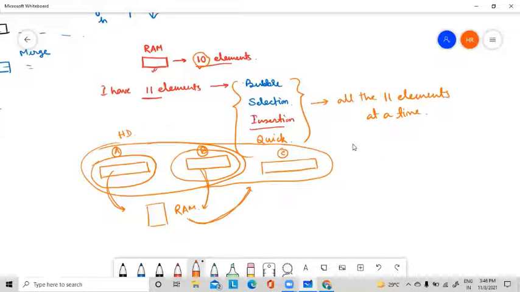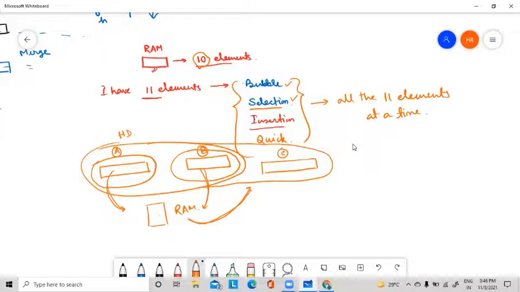In case of other sorting, we require the whole array. For bubble sort, if I have one element, I have to compare it with all the elements. It is a brute force algorithm. This is again a brute force algorithm. We need to compare to select the maximum or minimum. In case of selection sort, we have to compare it with all the elements. So all the elements must be in our RAM.